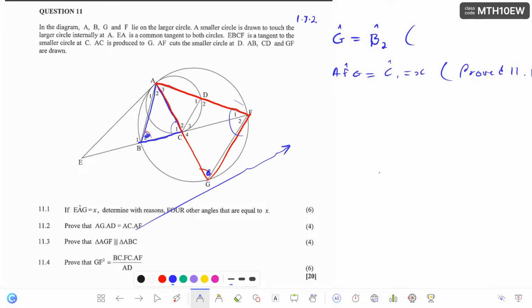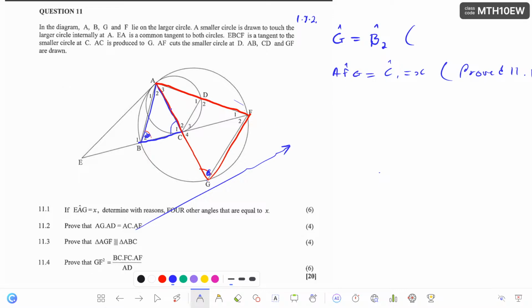Why? Because we know C1 is also equal to D1. And D1 is equal to F. So we don't need to include all those steps, but we can just say AFG is equal to what? C1, which equals X. We proved that thing in question 11.1. So I was just reminding you.